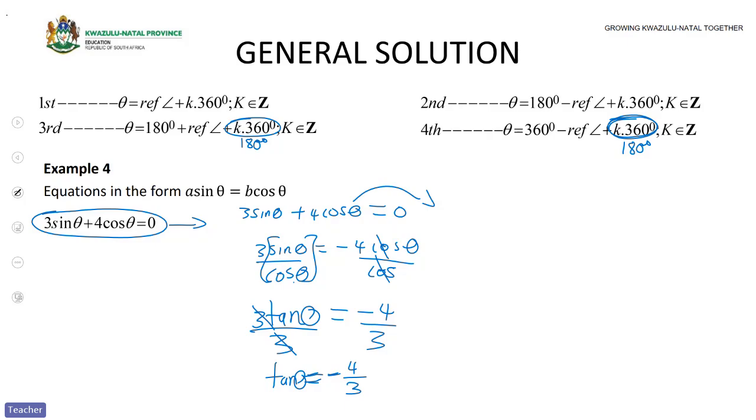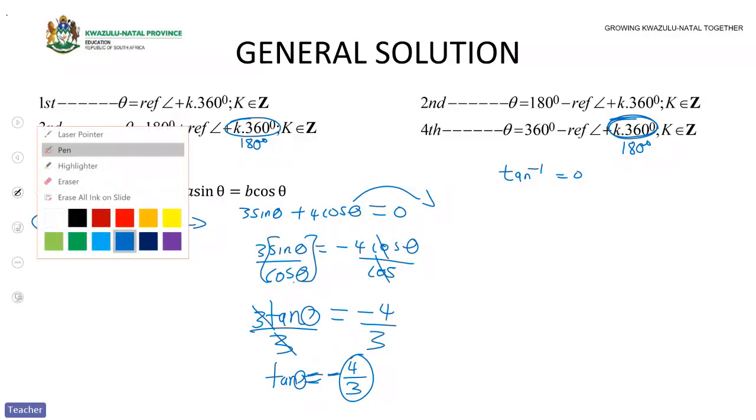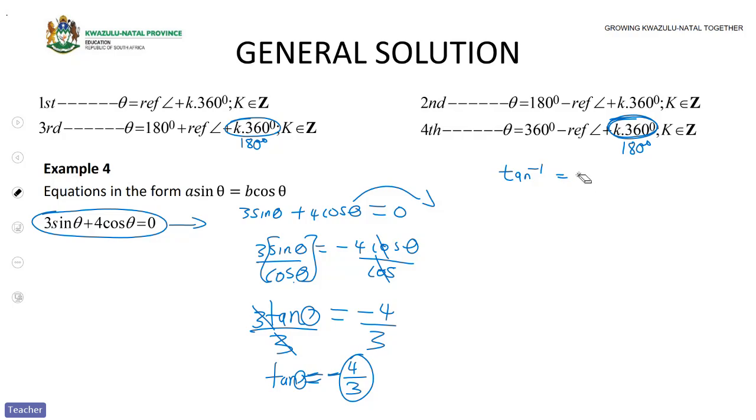You are going to go to your calculator, press shift, then press tan, and that will be your arc tan, equals 4 over 3. Please take note that we don't include the negative when we are looking for the reference angle. The negative is just there to guide us in terms of the quadrant that we are going to be looking at. So you don't put the negative.